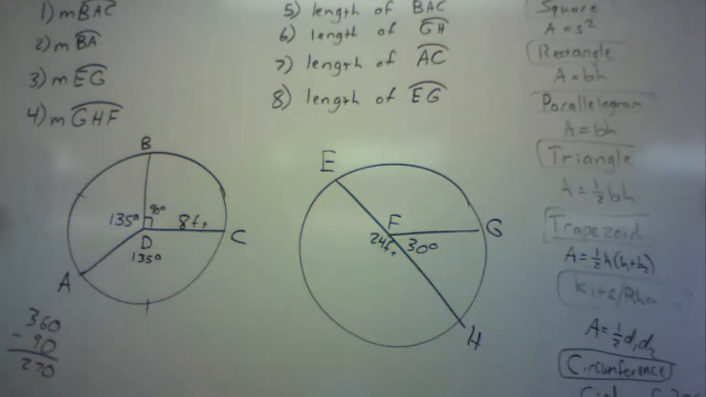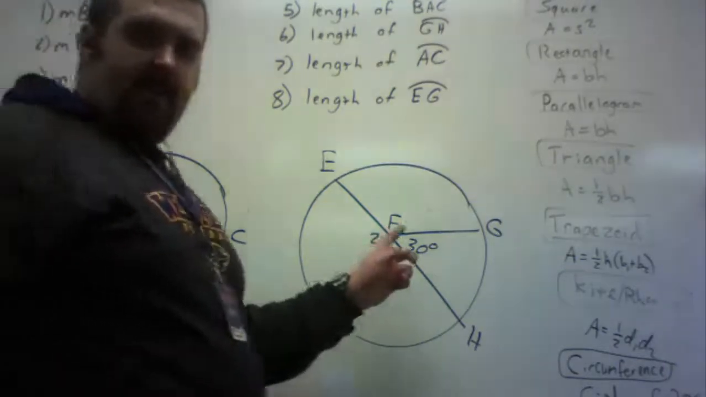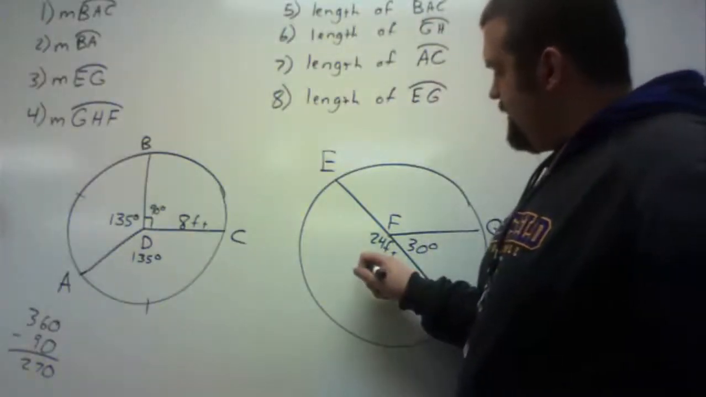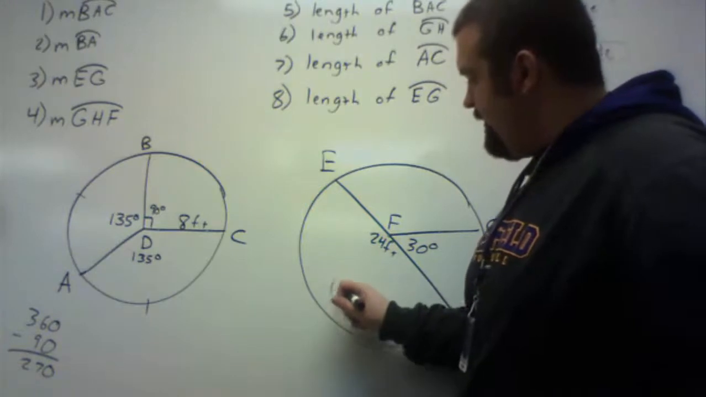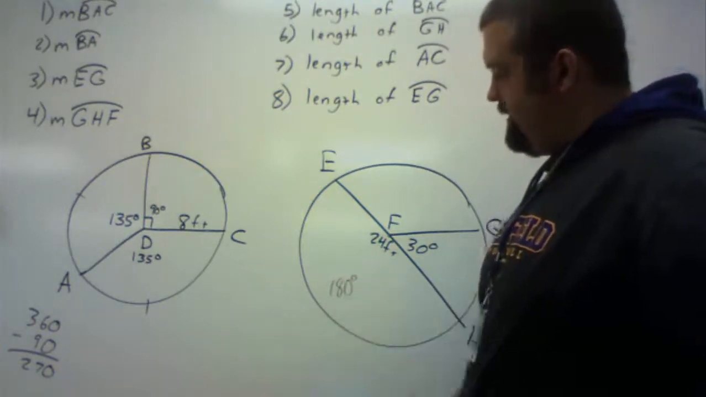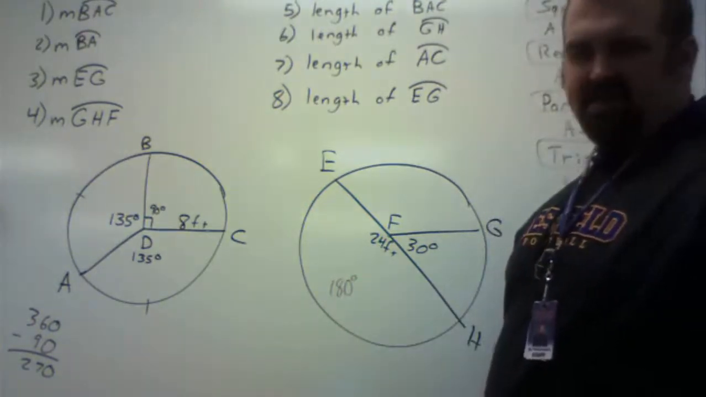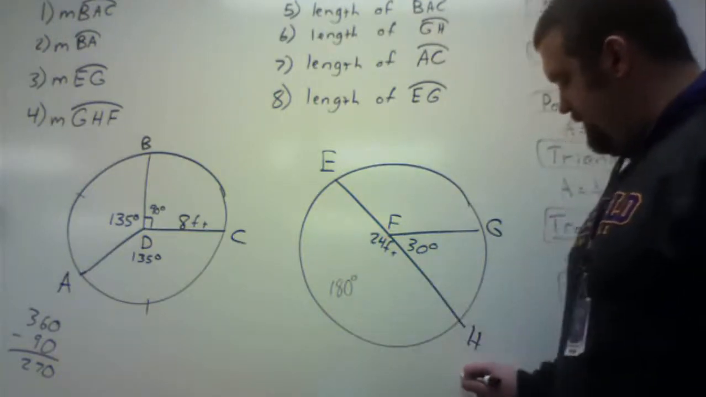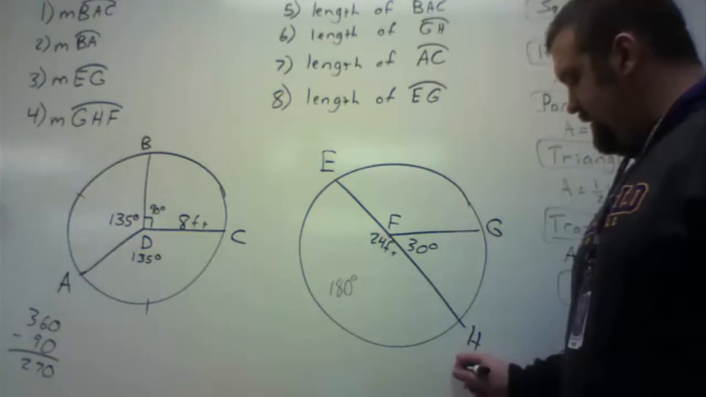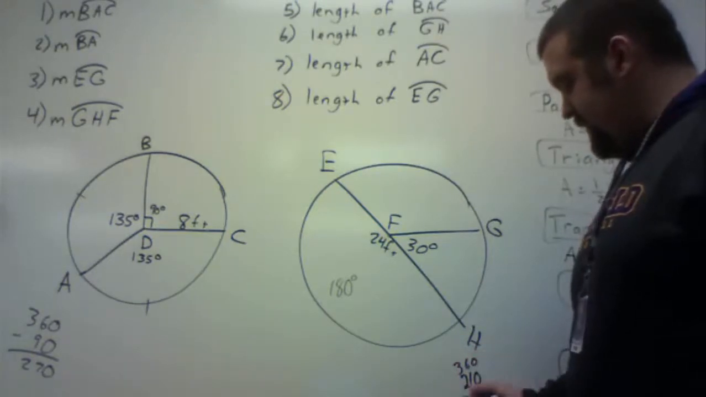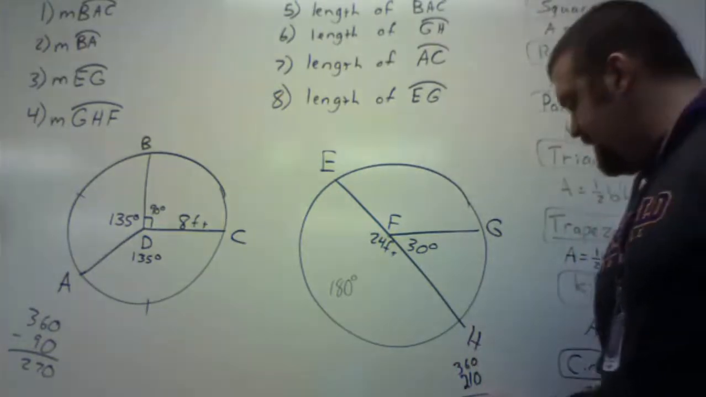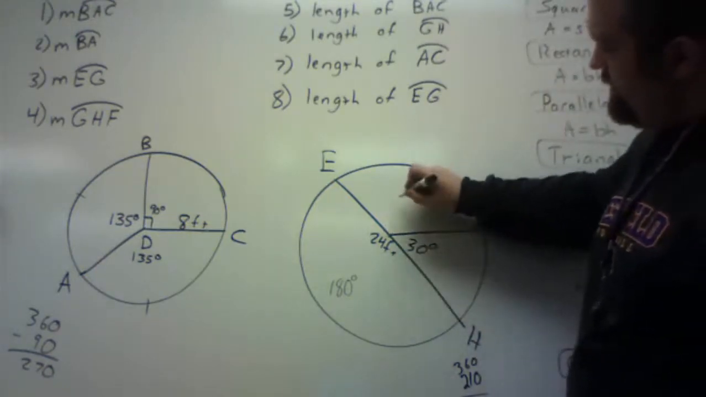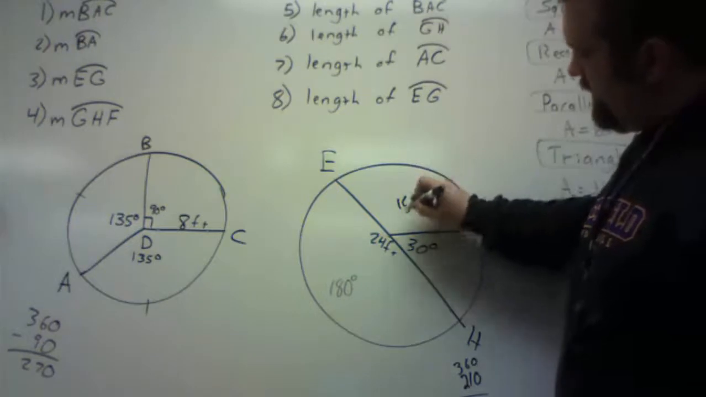Alright, so I found all the measures over here. Now I look, circle F over here, the center is F. But wait, that means this over here has to be 180 degrees because it's a half circle, a semicircle. If this is 180 and this is 30, those two add up to 210, and 360 is the full amount of the circle. So if I take 210 from 360, I get 150 degrees. That tells me that this angle right here is 150 degrees.